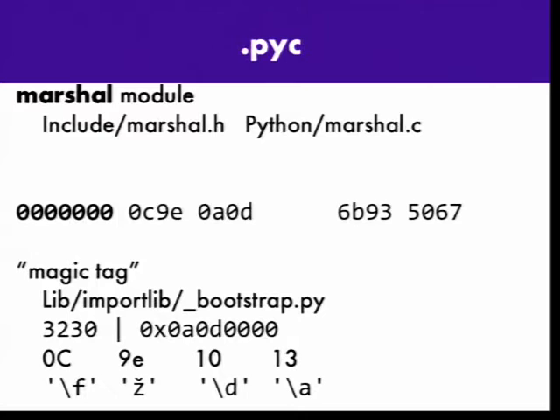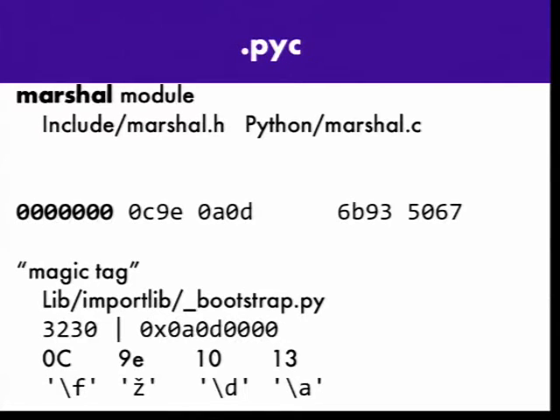This magic tag number, 0C9E0A0D, is the one for Python 3.3. There have been 50 of these tags defined so far, and you may remember there haven't been 50 versions of Python so far. These tags change a lot. They used to change more often. Now they tend to change during alphas and betas. They don't change as of the feature freeze, and they don't start changing until we get to the next alpha at this point. But it did change several times during the development of 3.3.